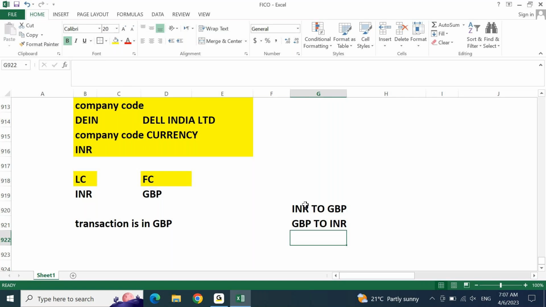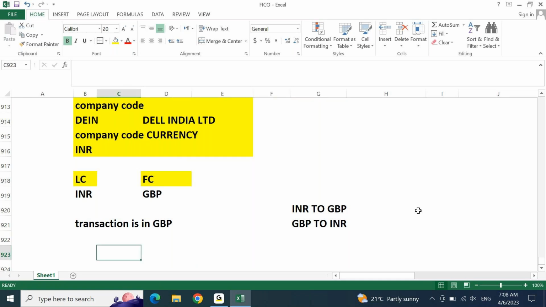Possible, right? I can purchase in GBP or I can also sell in GBP. I may have a customer with GBP, and I may have a vendor with GBP. Both are possible, but when you know the GBP exchange rate, you will only know one rate.